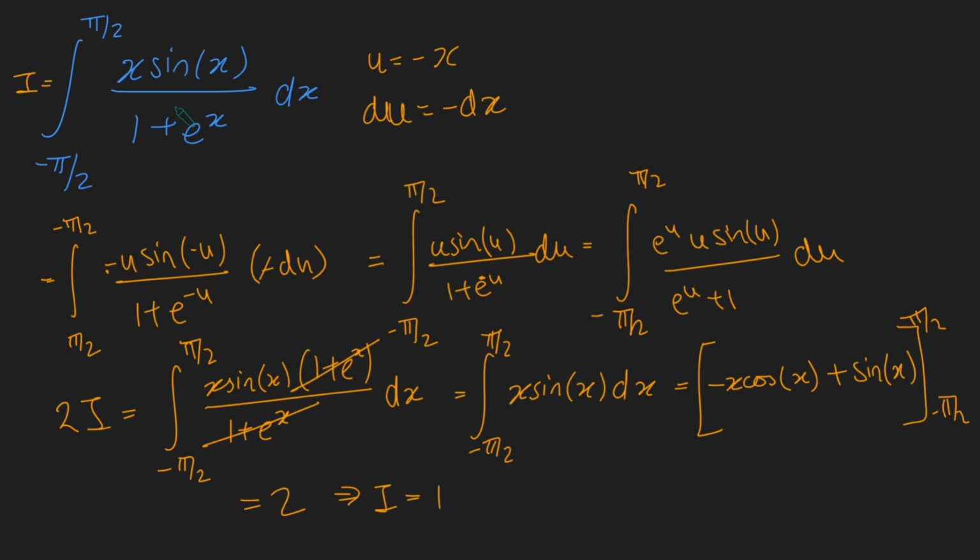So this integral here, the integral from minus pi over 2 to pi over 2 of x sine x over 1 plus e to the x dx is just 1.